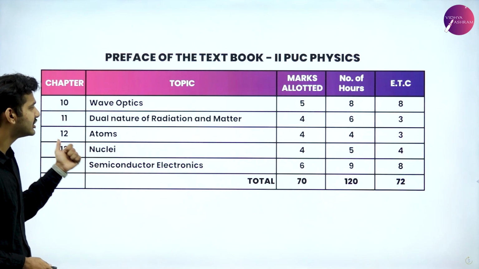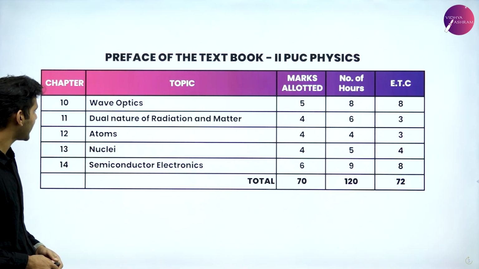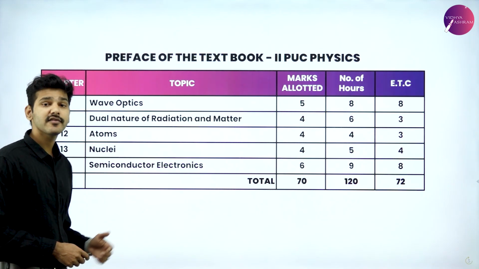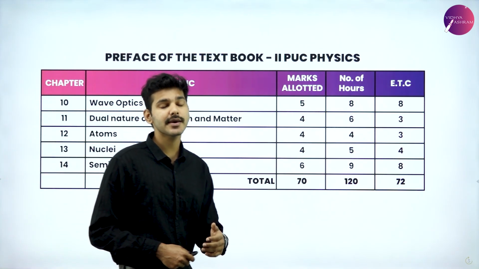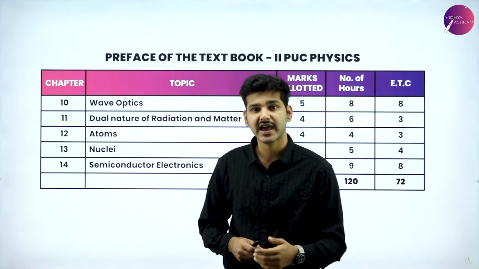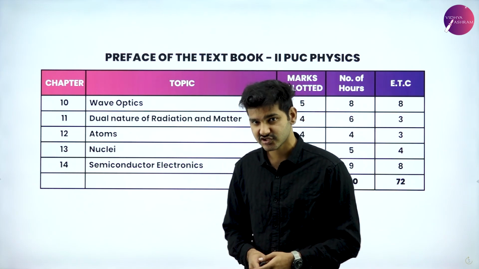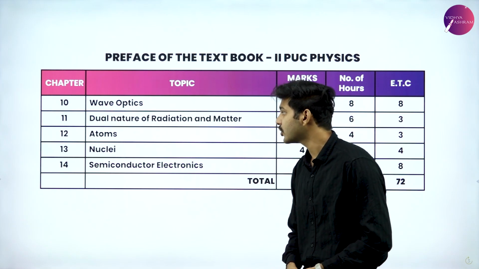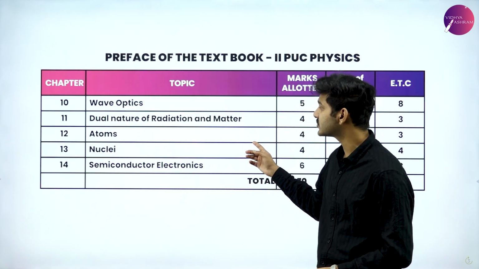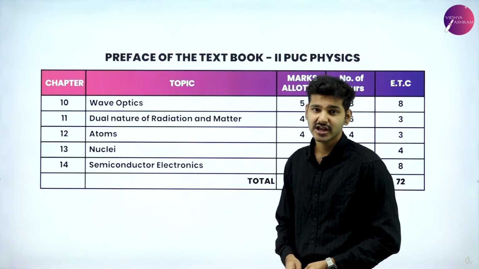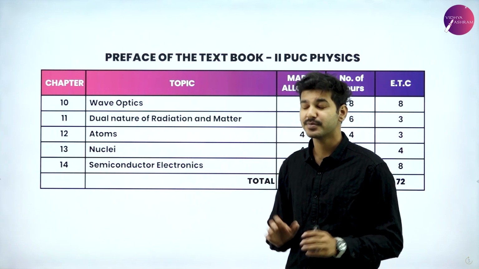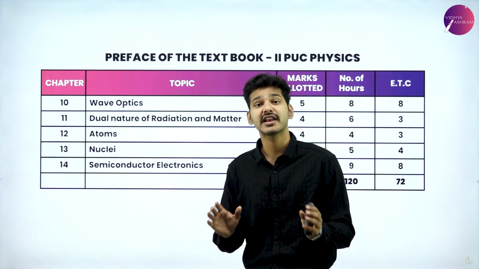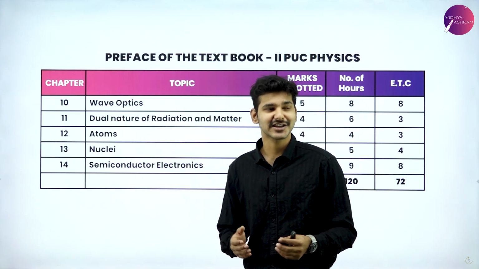Wave optics, dual nature of radiation and matter, atoms, nuclei and semiconductor electronics. Wave optics. So we'll be discussing in depth about waves, how they behave and what their properties and innate nature are. Everything will be discussed in wave optics. And coming down, we can see that there is dual nature of radiation and matter. Don't get too afraid by these big words. These are actually simple concepts written down in a scientific sense so that it sounds fancy.